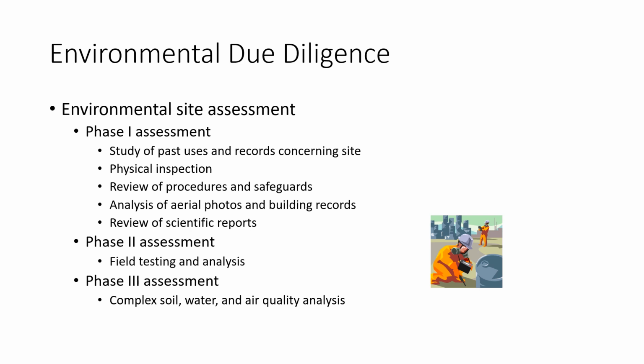What constitutes environmental due diligence? It would be an environmental site assessment. You have phase 1, phase 2, phase 3. Phase 1 is a study of the past uses and records concerning sites, physical inspections, review of procedures and safeguards, analysis of aerial photos and building records, and review of specific scientific reports. Phase 2 is field testing and analysis. Phase 3 is complex soil, water, and air quality analysis.